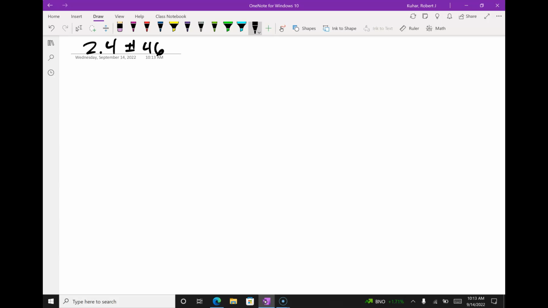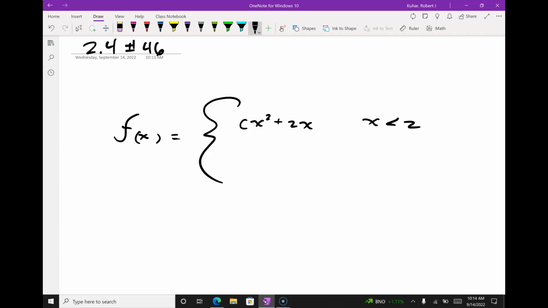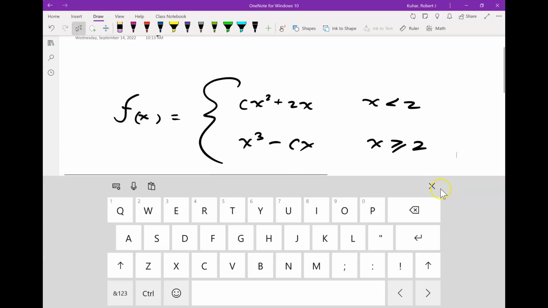It's almost Friday. I've got a two-piece function: cx squared plus 2x for x less than 2, and x cubed minus cx for x greater than or equal to 2. c is a variable. On Desmos, it would be a slider, right? Yeah, c is a constant.